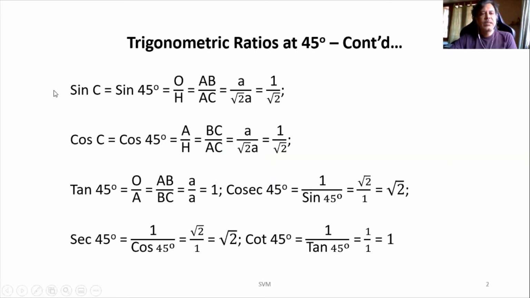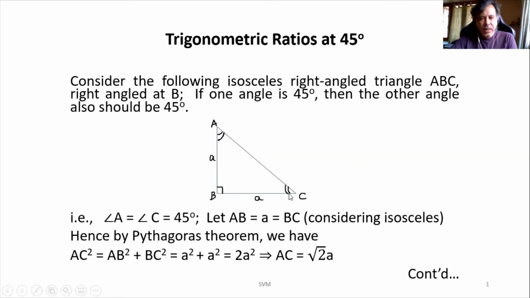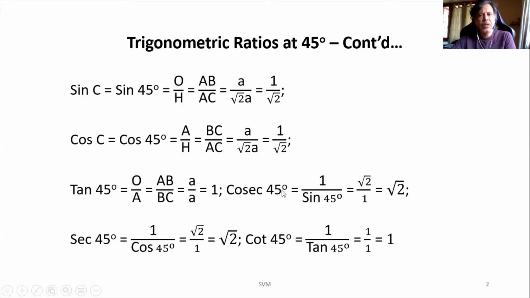So now what is sine C? Let us go back to C. If it is sine C, it is opposite by hypotenuse. Let me write it. The hypotenuse will be our root 2 times A. So if I want sine C, it is opposite, that means A, divided by hypotenuse, which is square root of 2 times A. That's what I wrote here: A divided by root 2 times A. So that will work out to 1 by root 2.